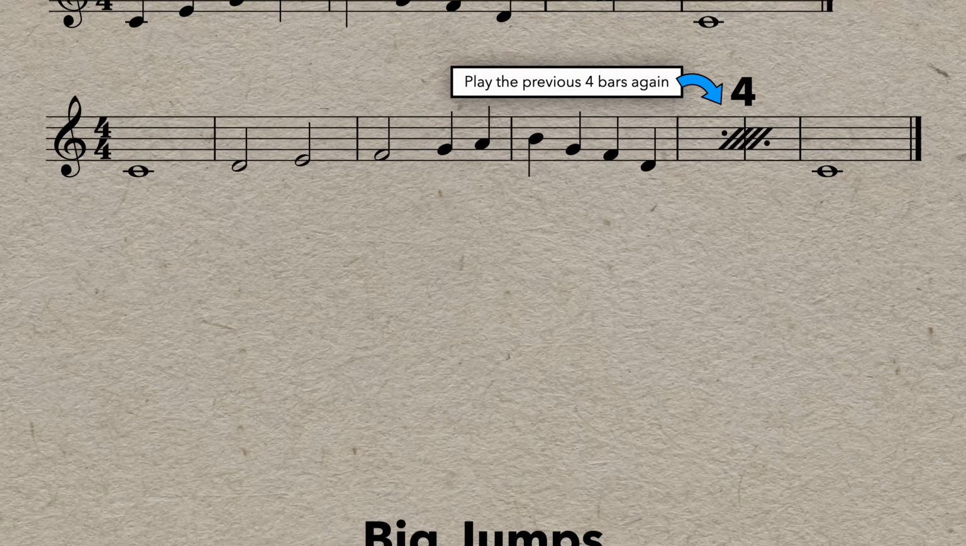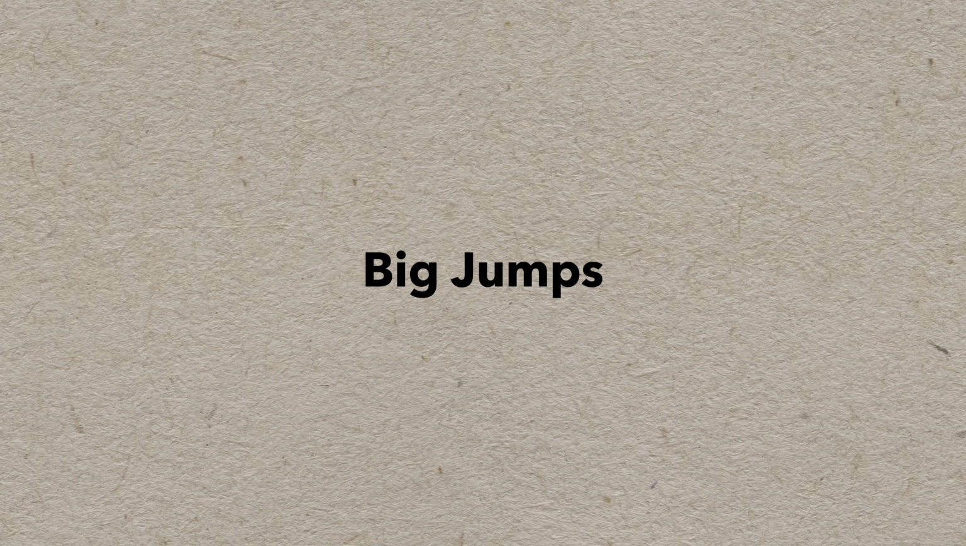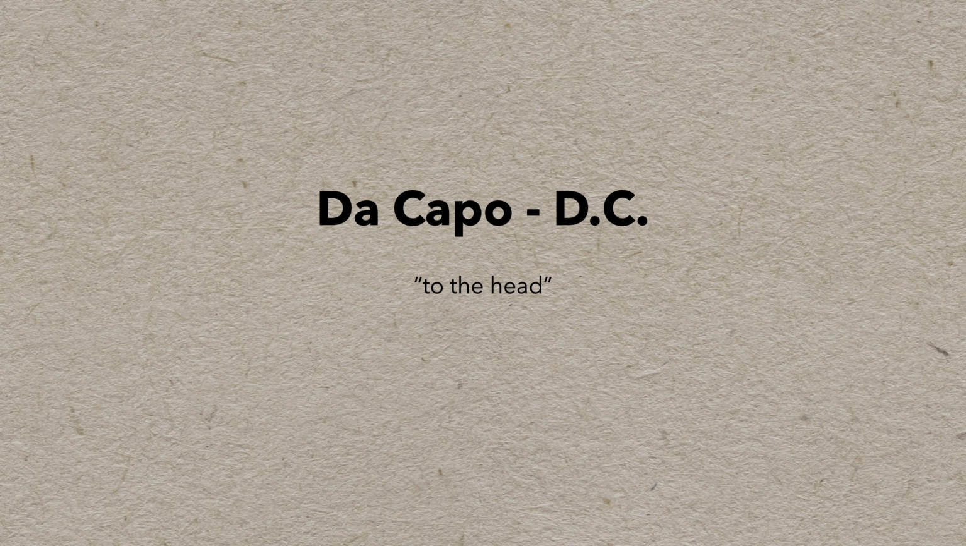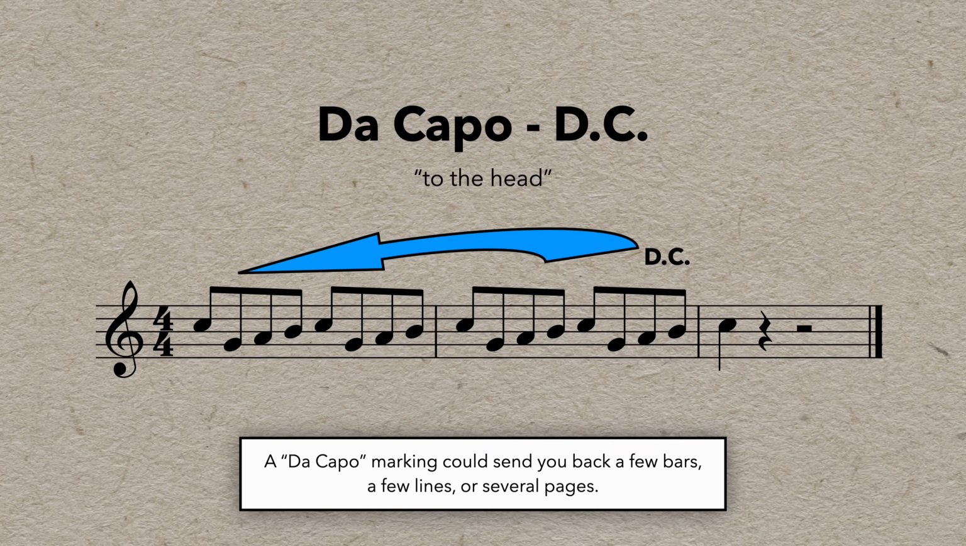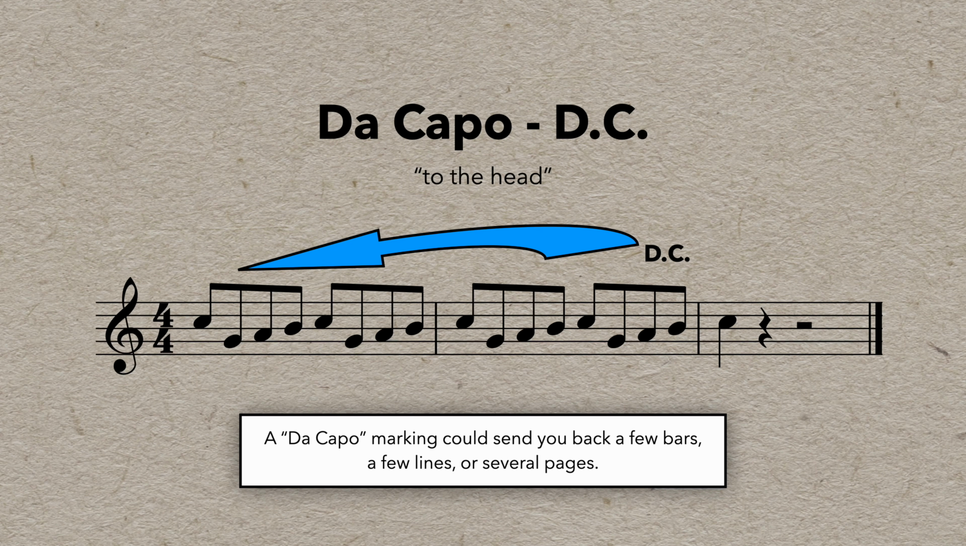Lastly, there are what we're going to call the big jump repeats. The first is da capo, commonly abbreviated as DC, which is Italian for "to the head." And in this case, the head is the top, the beginning of the piece. The DC marking could appear anywhere in the piece, so you might have to go back a few bars, a few lines, or many pages, but always to the beginning.